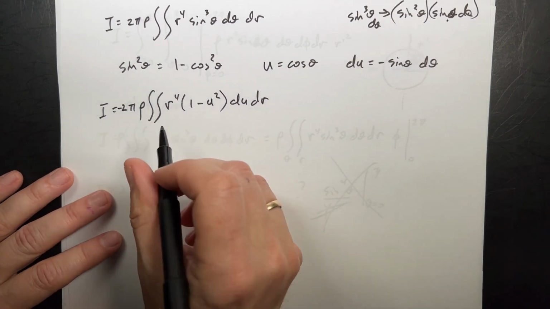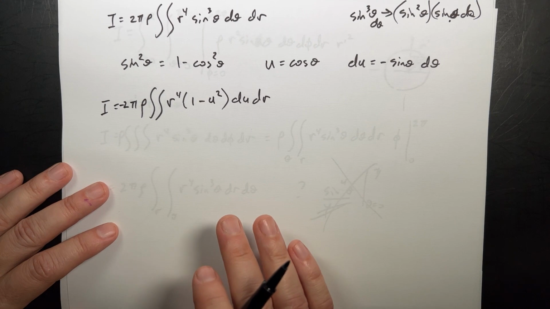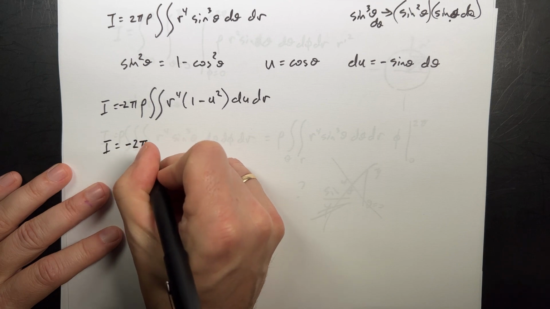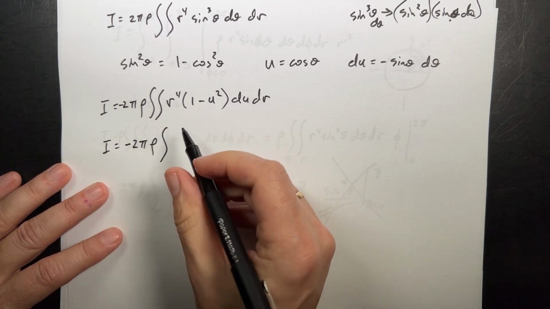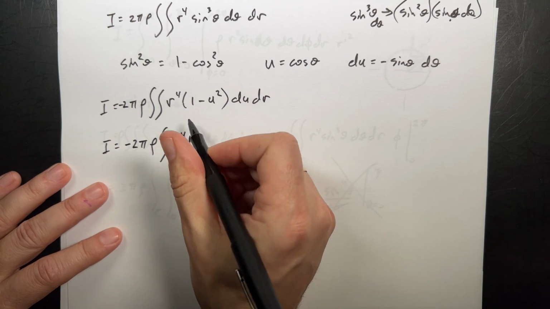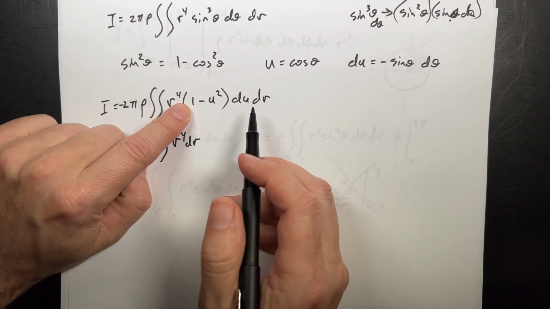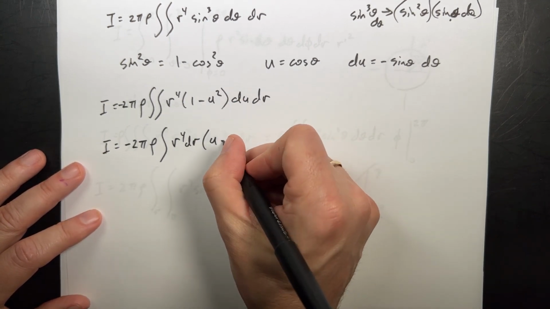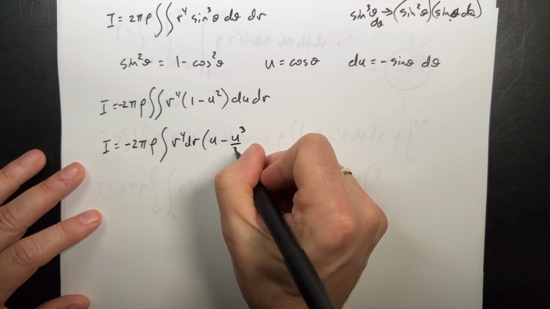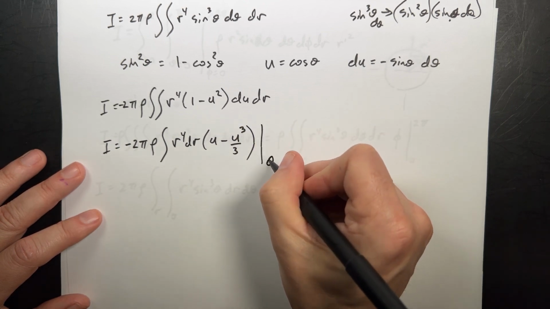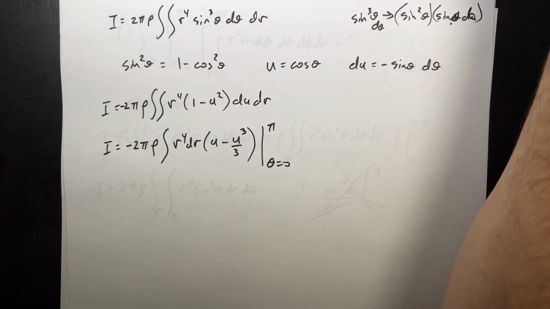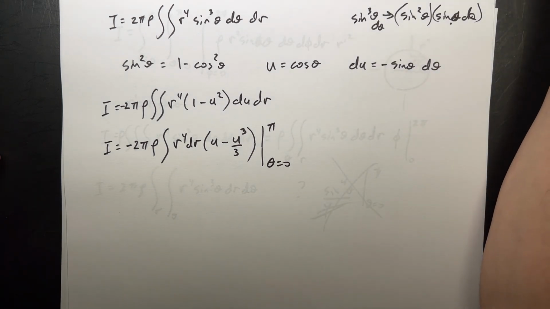So let's do that. I'm not going to change the limits because I'm going to change it back to theta before I evaluate it. So I'm going to get I equals, and this is where you make a mistake, so let's be careful here, 2 pi rho, and then have r to the fourth dr. Let's put that together. Now if I integrate 1 du, I'm going to get u. And then the integral of negative u squared is going to be negative u cubed over 3. And then I need to evaluate that from theta equals 0 to pi. Okay, let me just check my notes because I'm super afraid I'm going to make a mistake. Okay, I think we're okay.